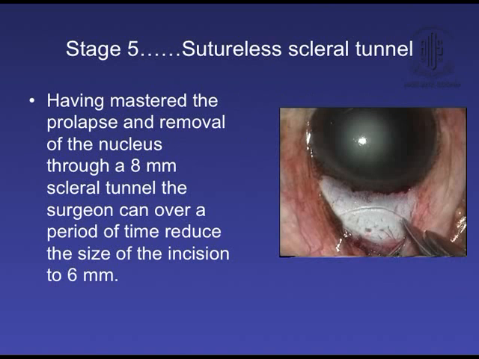Now next stage is the sutureless scleral tunnel construction. Having mastered the prolapse and removal of the nucleus through an 8 millimeter scleral tunnel, the surgeon can over a period of time reduce the incision to 6 or 6.5 millimeters. You can see that this was a frown incision given and the heel of the blade was depressed and the tip was raised.